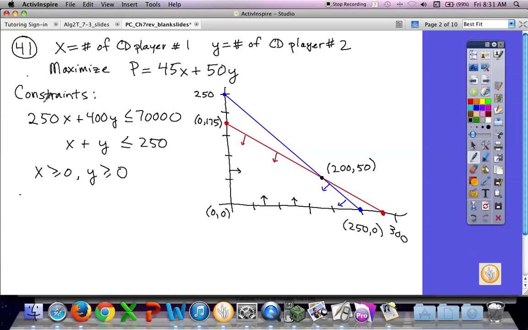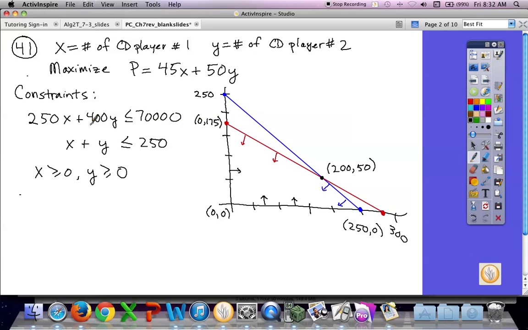They said that they don't expect the total demand to be more than 250. So if you add up X plus Y, that's less than or equal to 250. That's one inequality. They said they don't want to spend more than $70,000 for making these things. Well, it costs $250 to make player number 1 and $400 to make CD player number 2. So when you add them up, it's got to be less than or equal to 70,000.